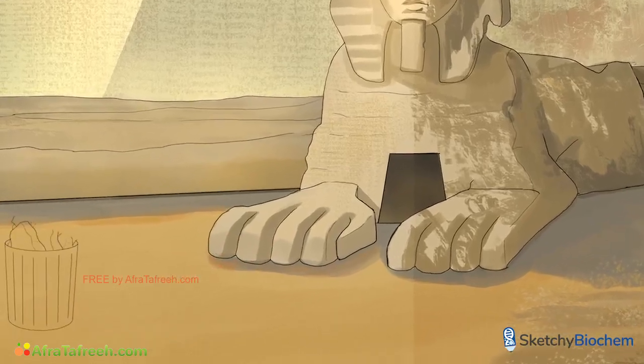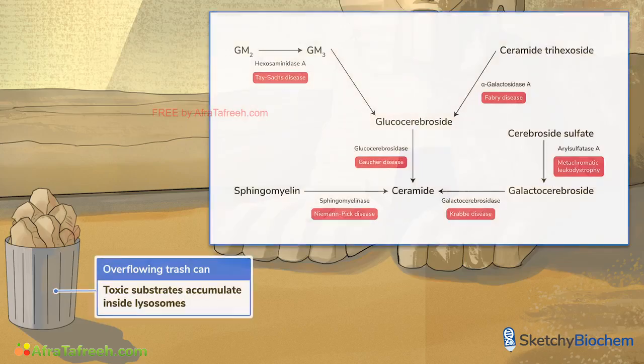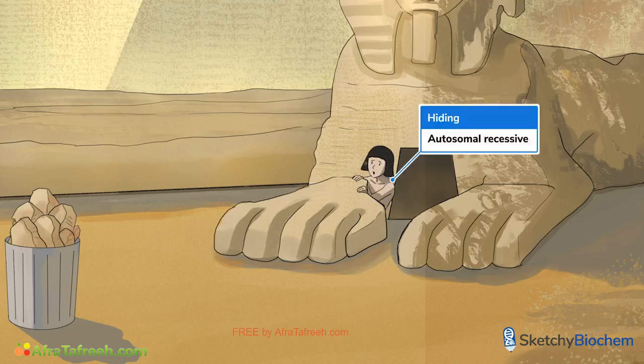Before we start building the Sphinx, gotta address the most important part of a construction project: trash. The LSDs all have an enzyme deficiency leading to the buildup of substrate inside lysosomes just before it in the pathway. This impairs normal cellular function, resulting in multisystem disease. Tay-Sachs and Niemann-Pick are autosomal recessive diseases.